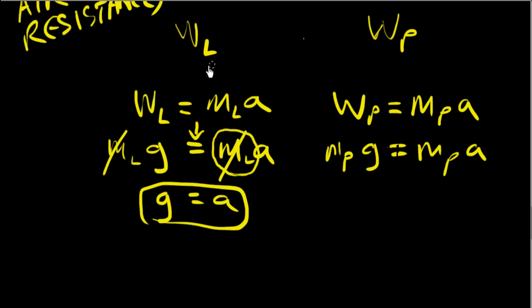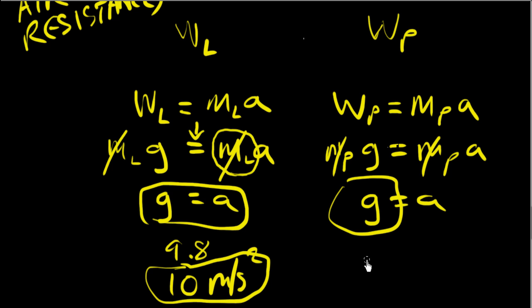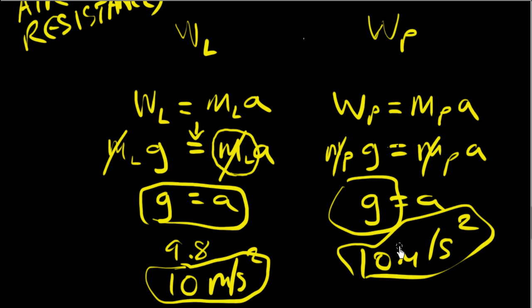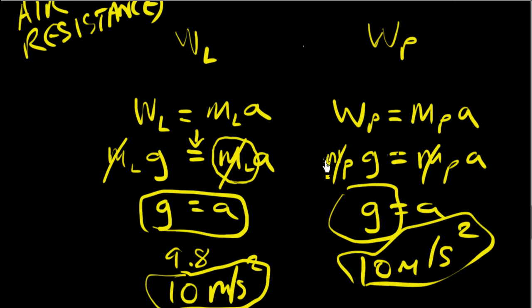So if there's no air resistance, the weight of lead will accelerate at g meters per second squared, which is 9.8, or you use in GCSE 10 meters per second squared. This would be the acceleration. And here it's the same thing. The mass of the plastic cancels, and the acceleration will be equal to g, which is again 10 meters per second squared.